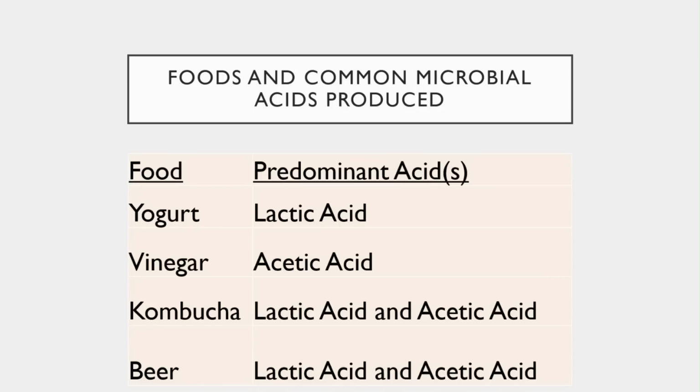Here is a list of foods and the common microbial acids that are produced from them. We start with yogurt, and by now you've heard of lactic acid bacteria that produce lactic acid. Vinegar, which is a dilute acetic acid. If you've had kombucha, it has a combination of lactic acid and acetic acid. And finally, the main acidic constituents of beer include lactic acid and acetic acid.